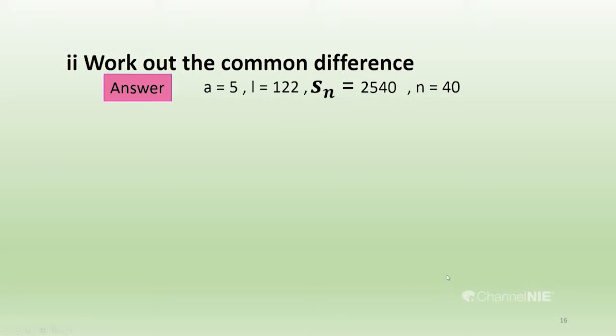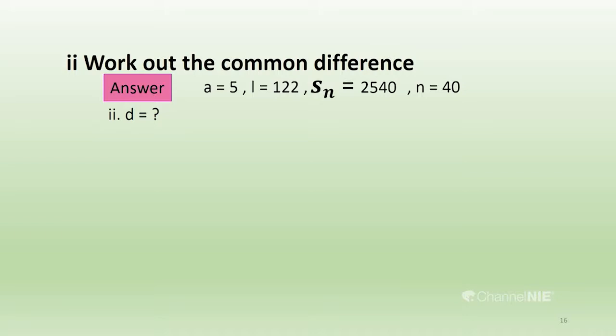In the previous one, we found there are 40 terms, so S40 is equal to 2540 because n is equal to 40. Using that, we can find the common difference. Our question is finding the common difference. For the next formula, we can substitute that. What's the formula? I think you remember it: Sn equals n over 2 times (2a plus (n minus 1)d). Using that formula, we can find the common difference.